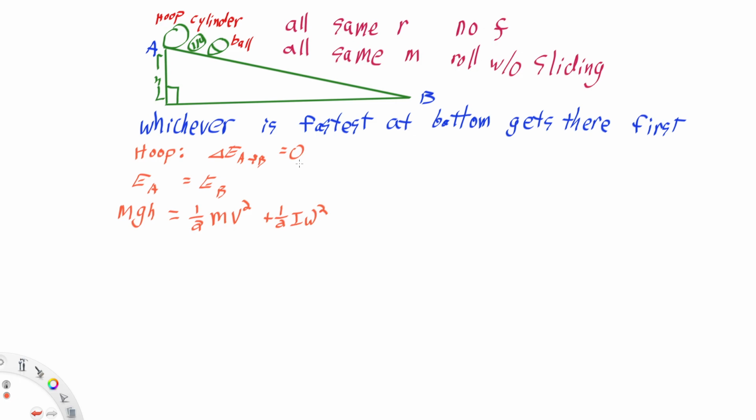Okay, why is the change from A to B 0? Because there's no external forces acting on these objects as they go down the ramp. So no external forces means that energy is constant. It can change forms, but it can't leave or enter. Yeah, if there were friction, the change in energy would not be 0. That is correct. Yeah, Yusuf, the moment of inertia for a hoop is mr squared.